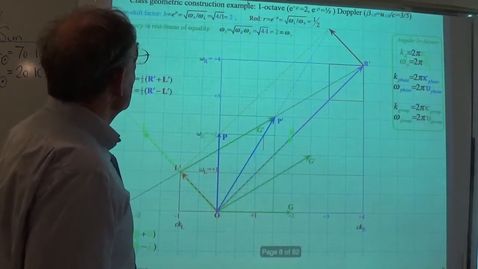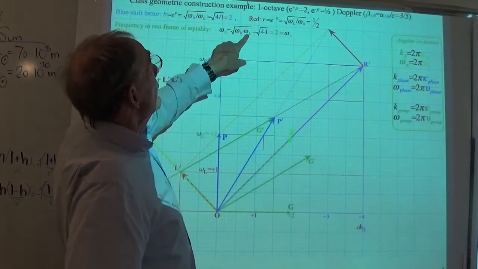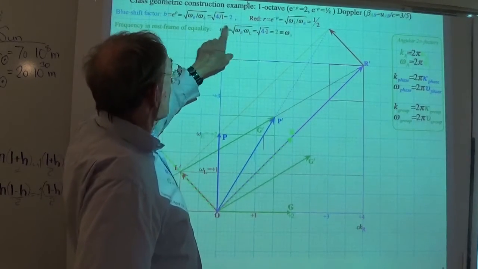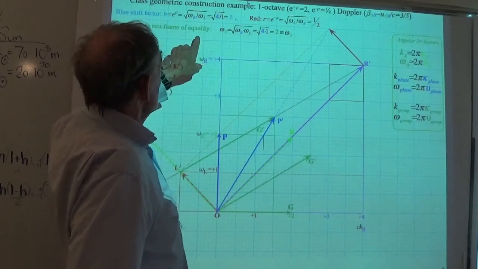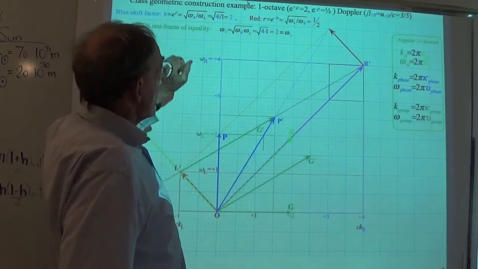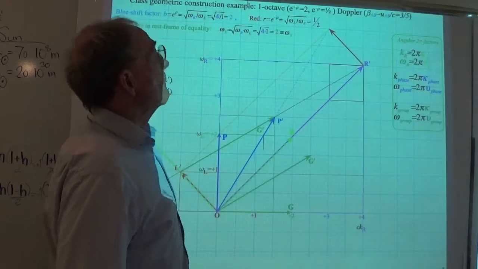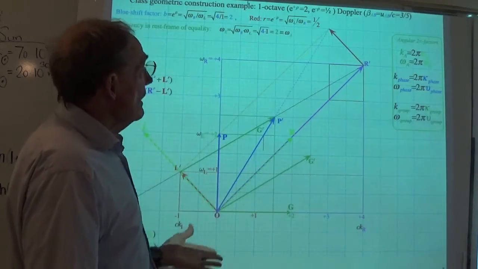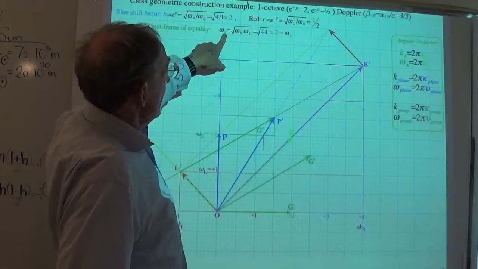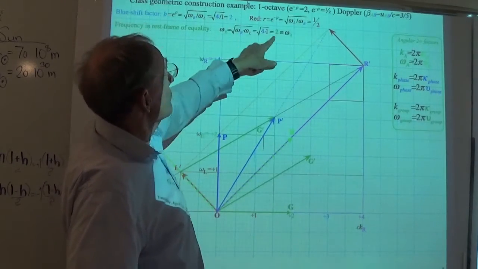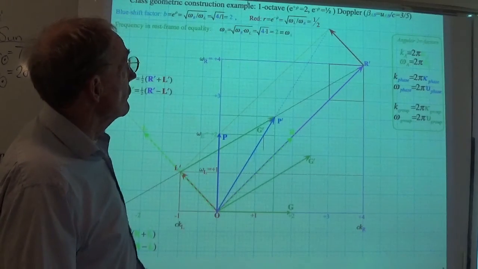Okay, let's see if there's something else here. Yes, the equality frequency is the square root of the product. This is the square root of difference. This is the actual shift between the Doppler blue light and the original frequency omega E. Okay, in this case, we're talking about 2 units here at 600 terahertz.